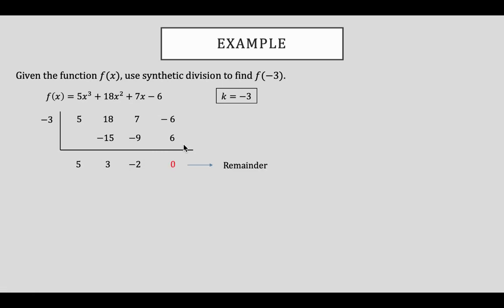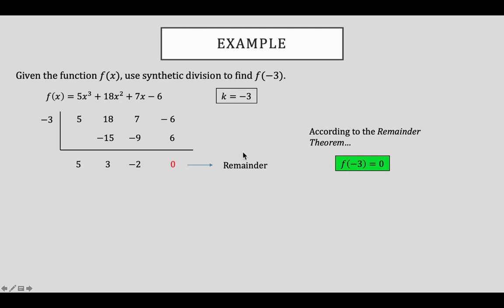0 is our remainder. So according to the remainder theorem, f of k is equal to r, the remainder, which means in this particular case, f of negative 3 is going to equal 0. And we could easily verify that by plugging in negative 3 into our function. If you were to plug in negative 3 for x into this function, you would indeed get out 0.